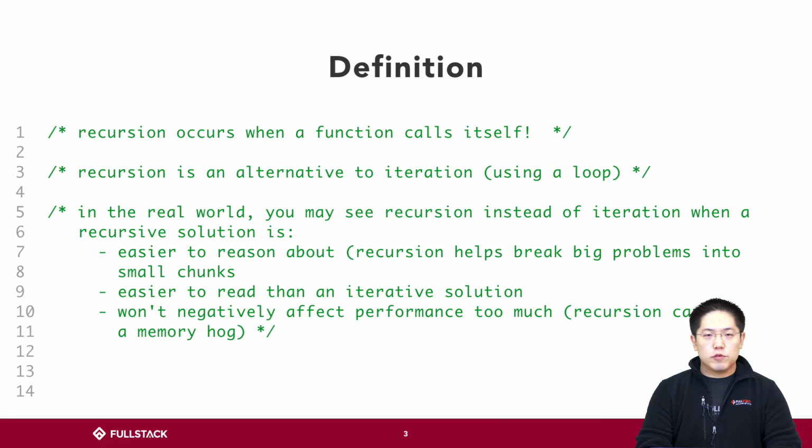So in the real world, you'll see recursion in a few different places, right? You'll see recursion replace iteration when it makes the problem easier to reason about. If you have a big problem, and a good way to define that big problem is as solving smaller parts of that problem, recursion is a great way to solve that. It's sometimes used when it's easier to read than an iterative solution. Recursion can use a lot of memory, so in scenarios where it doesn't impact memory usage too much, people might use a recursive solution that's more elegant than an iterative solution.